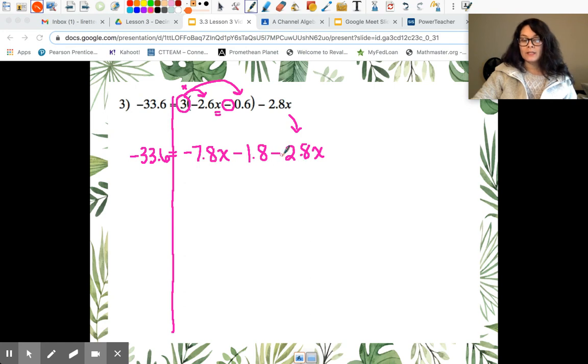Okay, so the next thing I want to do now that I've taken care of that first step is to look to see if I have any like terms. This term has an x. This term does not, so it's a constant.